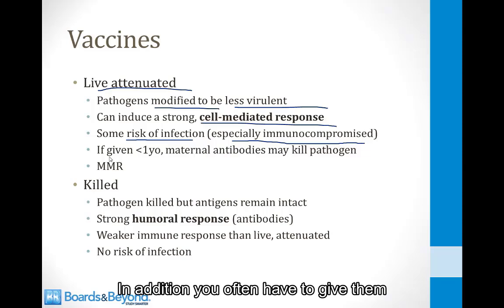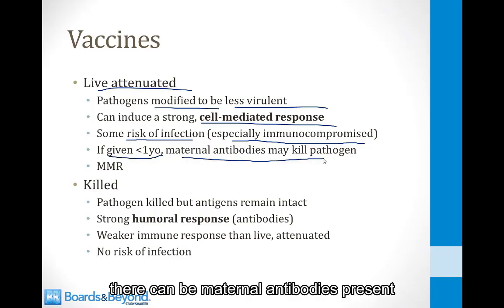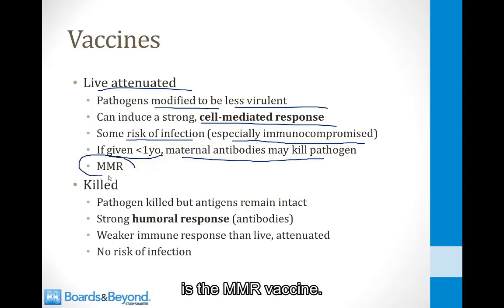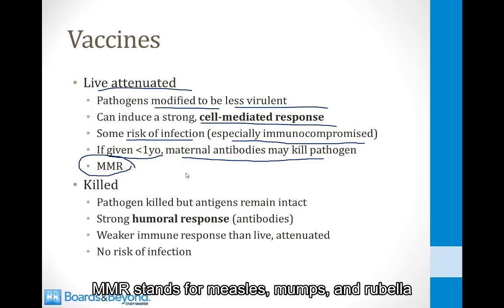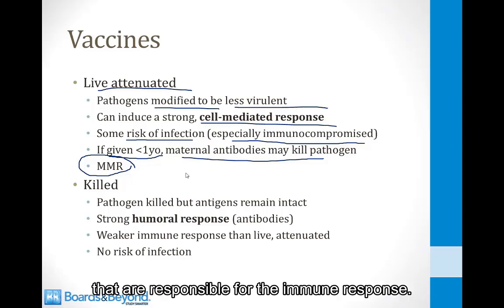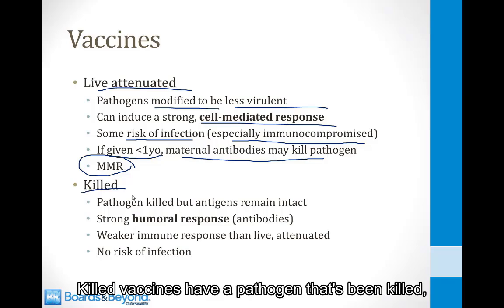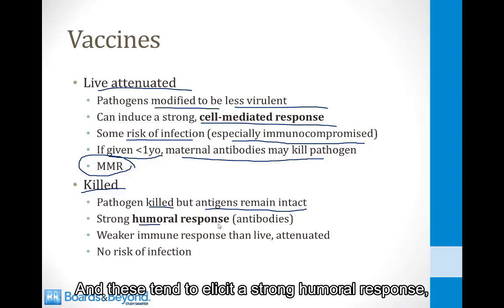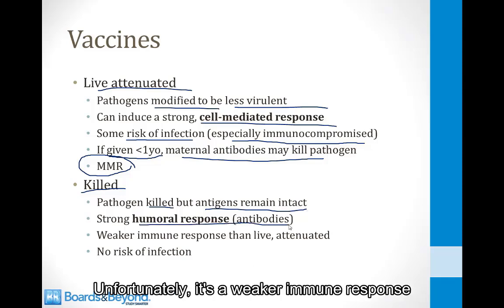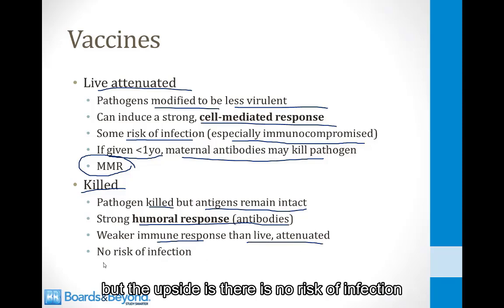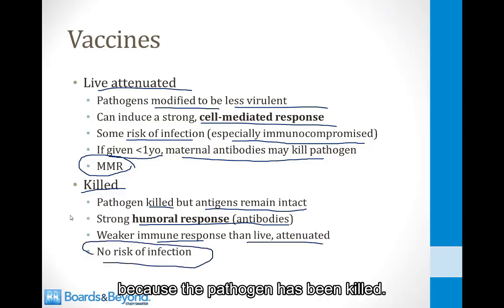In addition, you often have to give them after children are a year old, because younger than a year old, there can be maternal antibodies present that can kill the pathogen. And the classic example of a live attenuated vaccine is the MMR vaccine. MMR stands for measles, mumps, and rubella, and it's a combination of 3 attenuated pathogens that are responsible for the immune response. Killed vaccines have a pathogen that's been killed, but the antigens remain intact, and these tend to elicit a strong humoral response, especially in terms of antibodies. Unfortunately, it's a weaker immune response than the live attenuated vaccines, but the upside is there is no risk of infection because the pathogen has been killed.